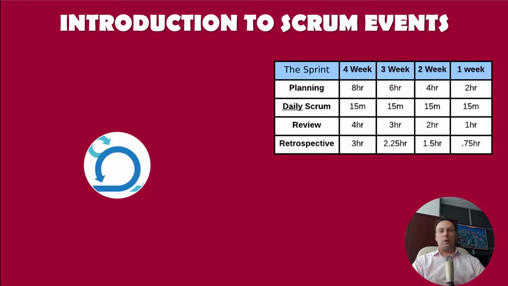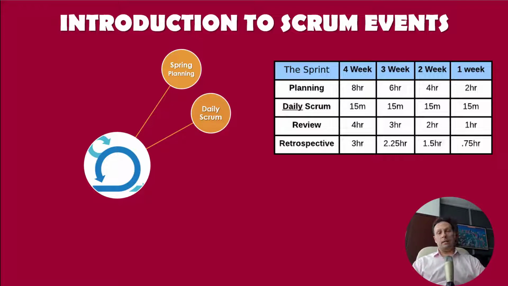And welcome to Scrum Events lecture. So each sprint contains the 4 Scrum events. The first one is sprint planning. It occurs at the beginning of the current sprint to determine what will be completed in that sprint.